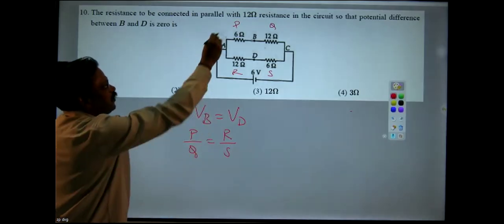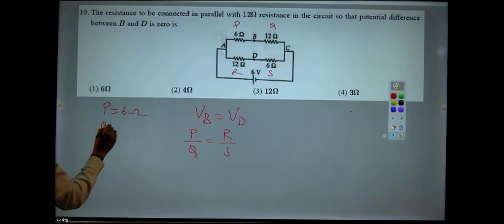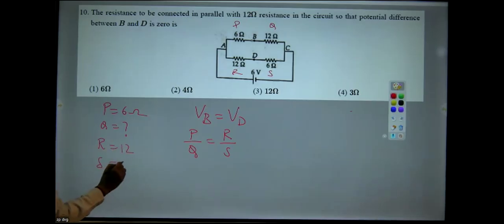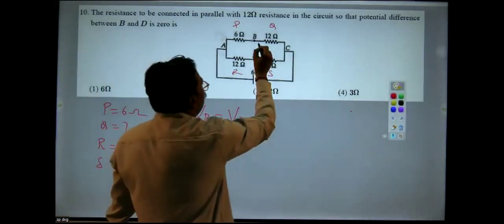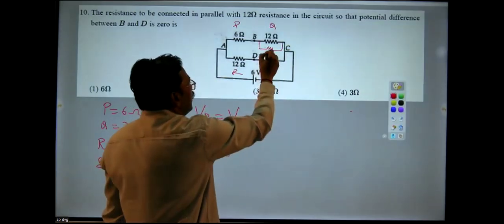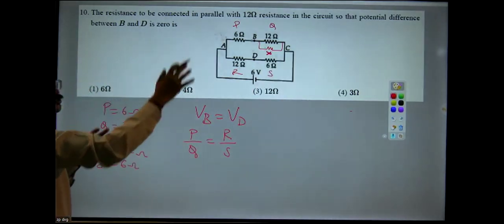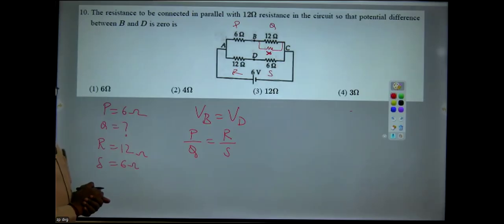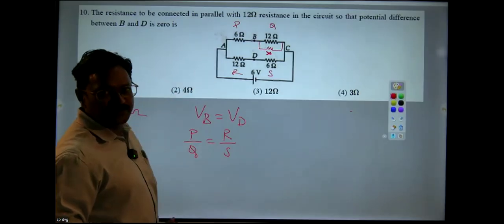So the P value is given: P is equal to 6 ohm. We need to find the value of Q. The R value is given, R is 12, and the S value is given, S is 6. These values are given, but we don't know the Q value. So across this 12 ohm we have to connect some resistance, let's call it X. If we connect it, then the Wheatstone bridge network will become balanced. What value connected here makes it a balanced Wheatstone bridge? That's what we need to find out.